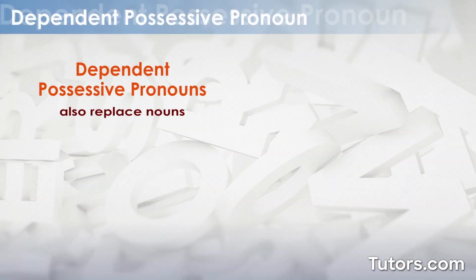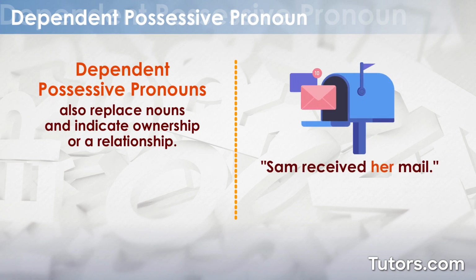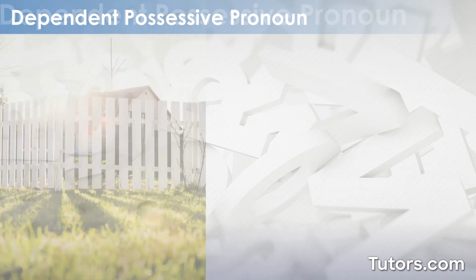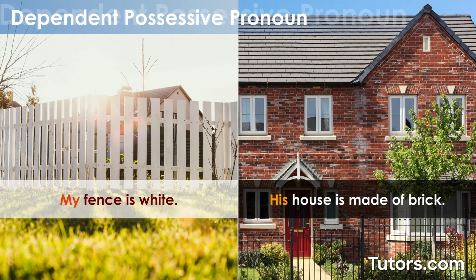Dependent possessive pronouns also replace nouns and indicate ownership or a relationship. Unlike their independent counterpart, dependent possessive pronouns are placed before the noun, as they function as adjectives. Their purpose is to show ownership between a person and the noun placed after the pronoun. Dependent possessive pronouns include my, her, his, your, its, our, and their. For example, my fence is white. His house is made of brick.